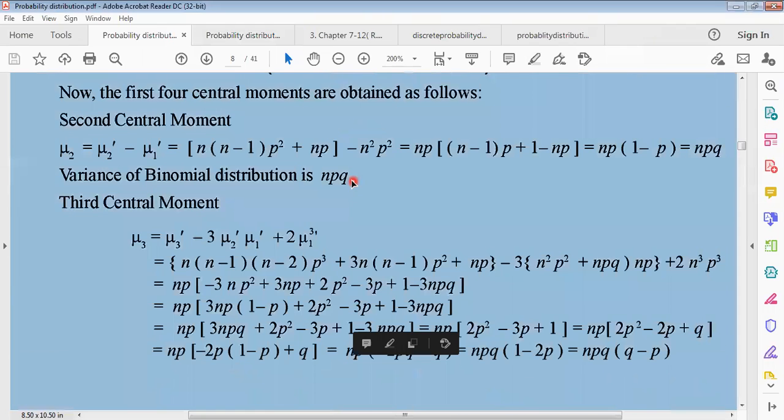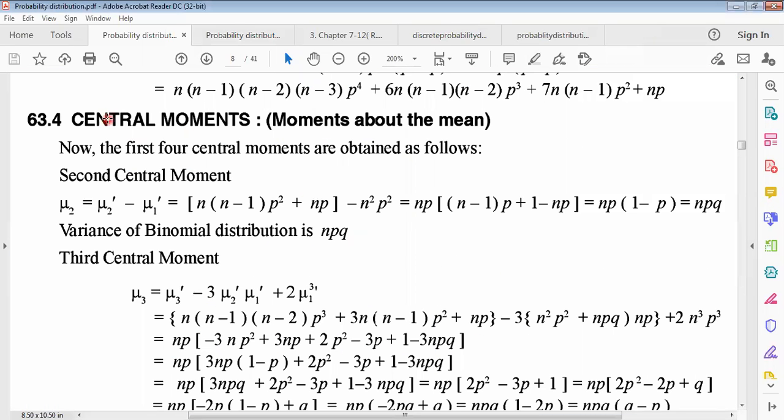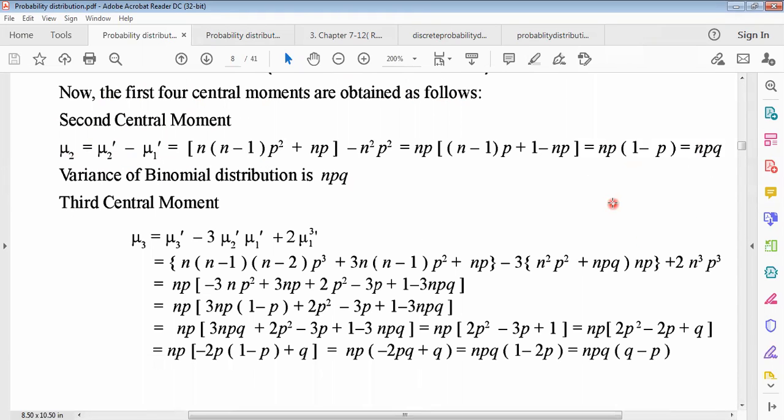Now, how to find the central moments about the mean. The first four central moments are obtained as follows. Second central moment mu2 equals mu2 dash minus mu1 dash squared. You must know this relation between raw moments and central moments. Just putting these values, we get mu2 equals npq, and this is actually the variance of the binomial distribution.